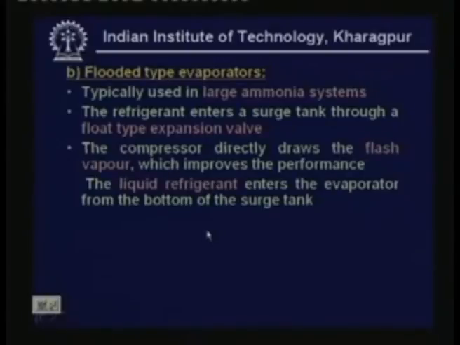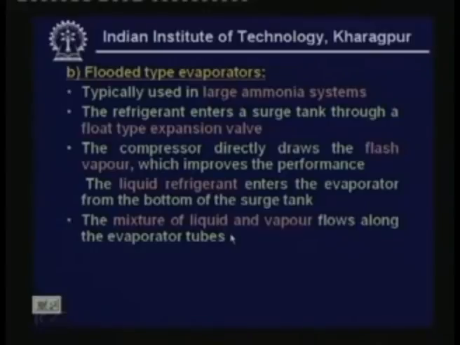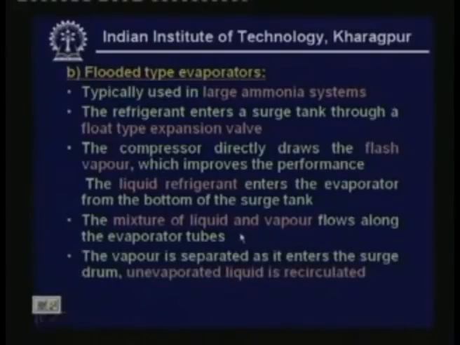And the liquid refrigerant enters the evaporator from the bottom of the surge tank. The mixture of liquid and vapor flows along the evaporator tubes. The vapor is separated as it enters the surge drum or surge tank. Okay, unevaporated liquid is recirculated. So let me quickly explain this.